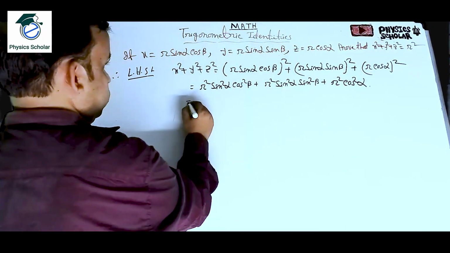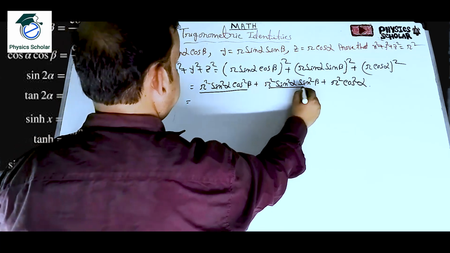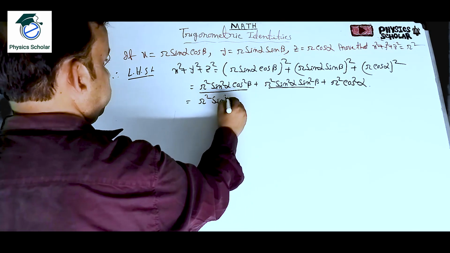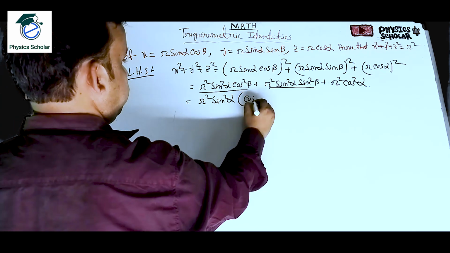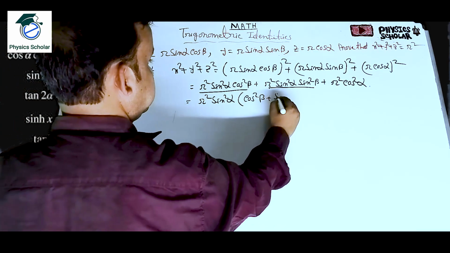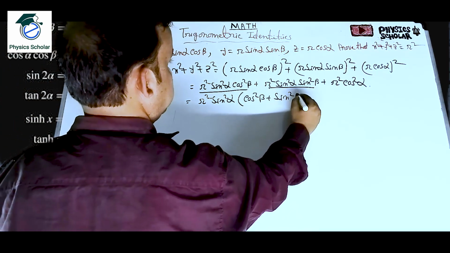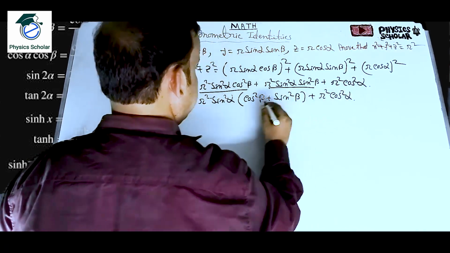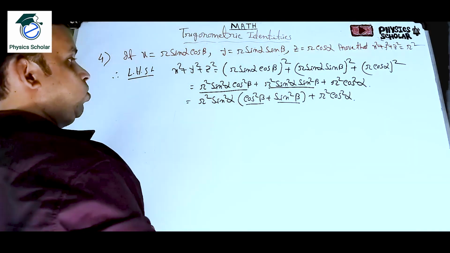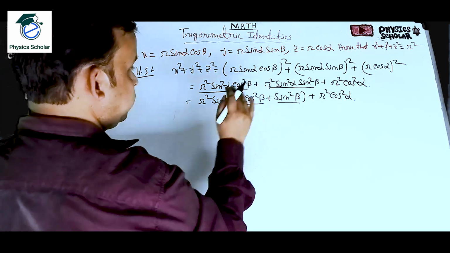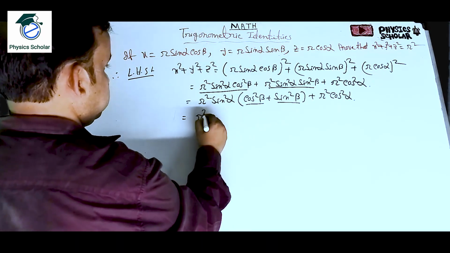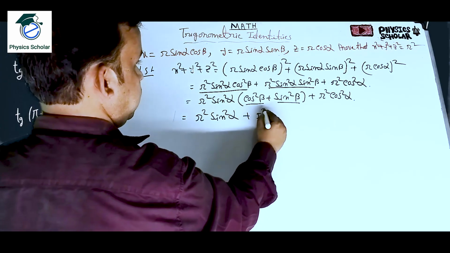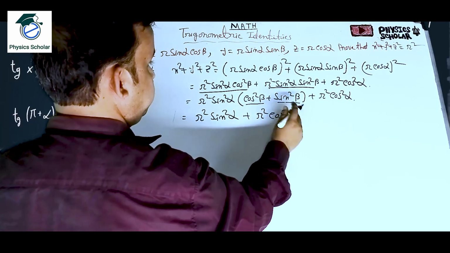Okay, so from these two what can we write? Take r² sin²α common, so it is cos²β + sin²β, plus here r² cos²α. So cos²β + sin²β means what? 1. So r² sin²α + r² cos²α, because this is 1.